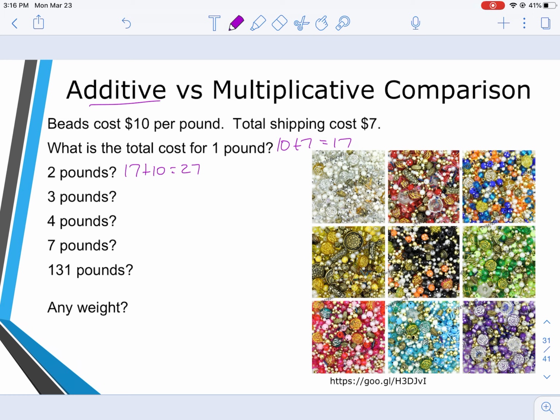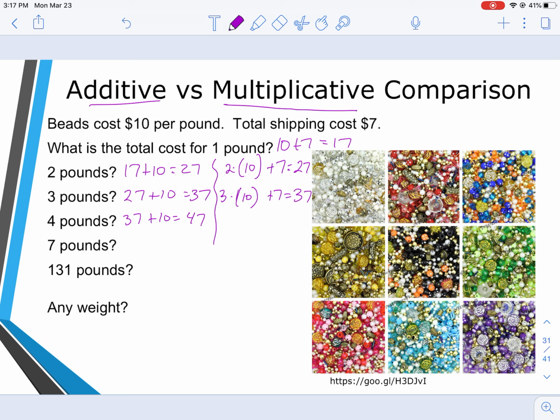3 pounds then, we know that's going to be the cost for 2 pounds plus an extra 10. That's 37. And so on. 4 pounds would be the cost for 3 pounds plus 10 is 47. Now I'm guessing some of you thought, well, there's 2 pounds of beads and it's $10 per pound plus 7 more. That's $27. If you did this multiplication here, you're thinking multiplicatively. You're thinking using multiplication. And again, it's not necessarily better or worse.